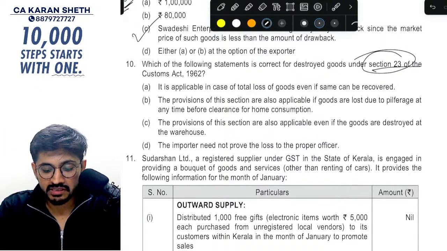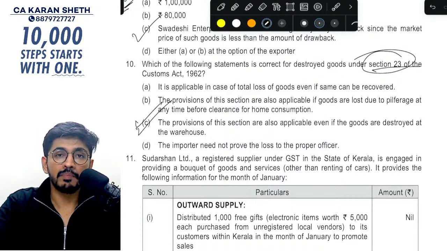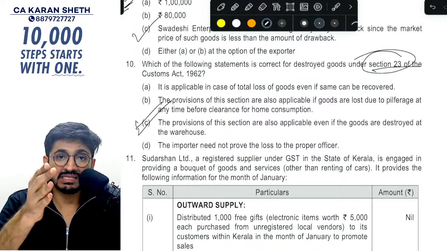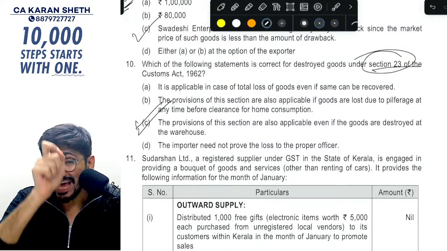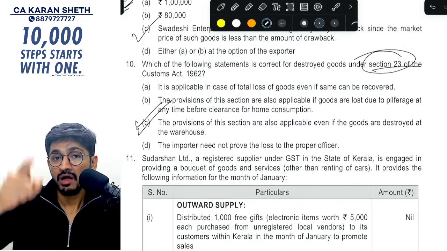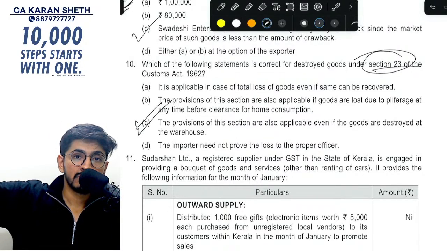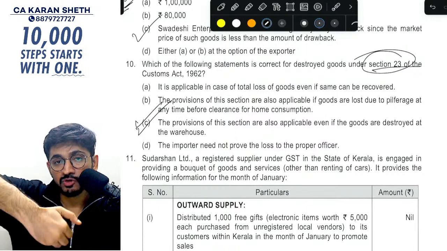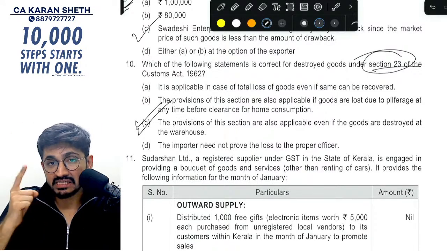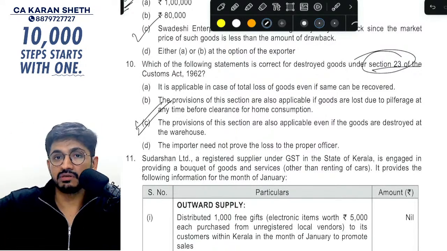See, the provisions of these sections are also applicable even if goods are destroyed at the warehouse. Yes, absolutely, because the time limit given here is that the goods are lost or destroyed any time before actual clearance for home consumption. So when you have taken the goods from port to warehouse, they are still yet to be cleared for home consumption.